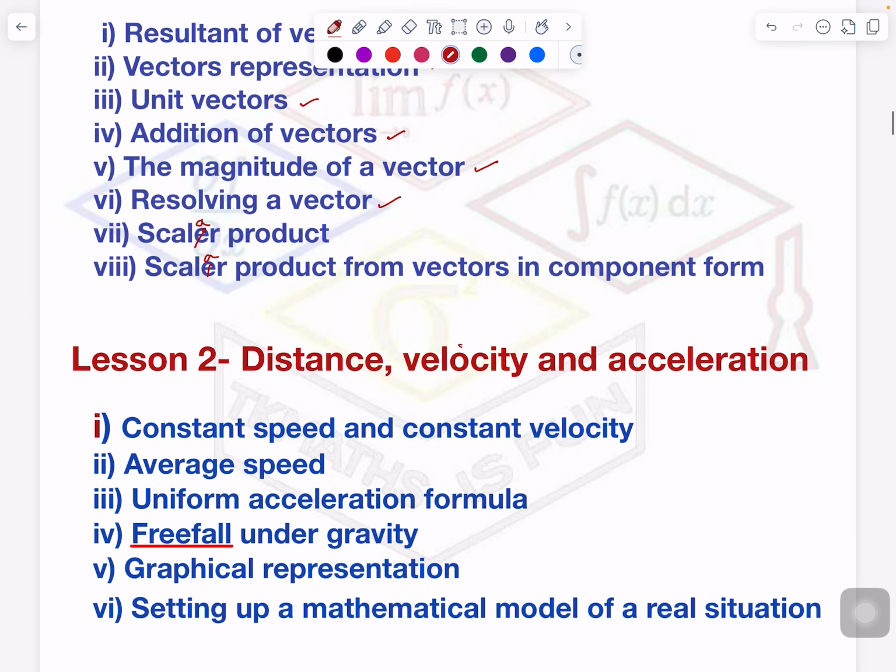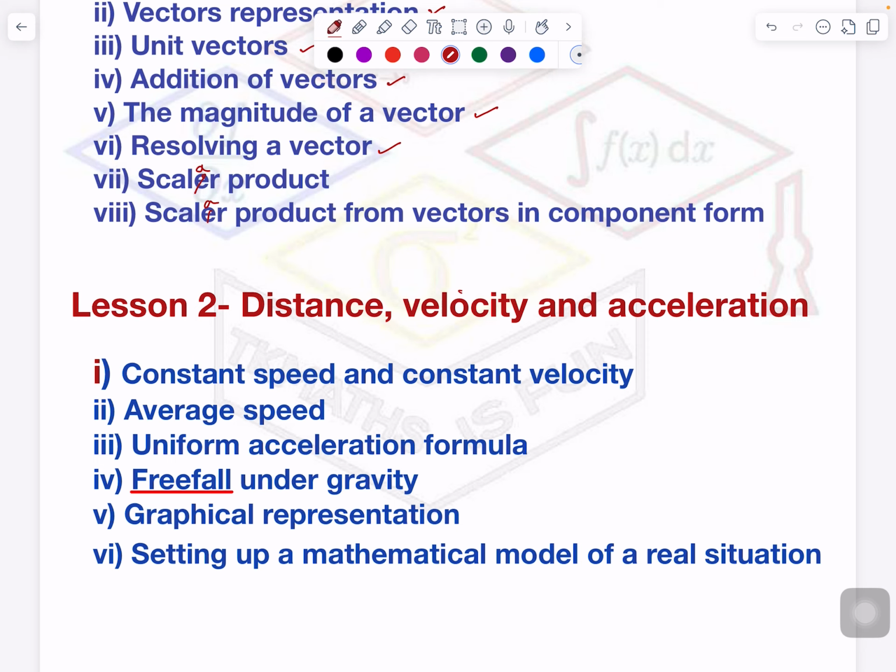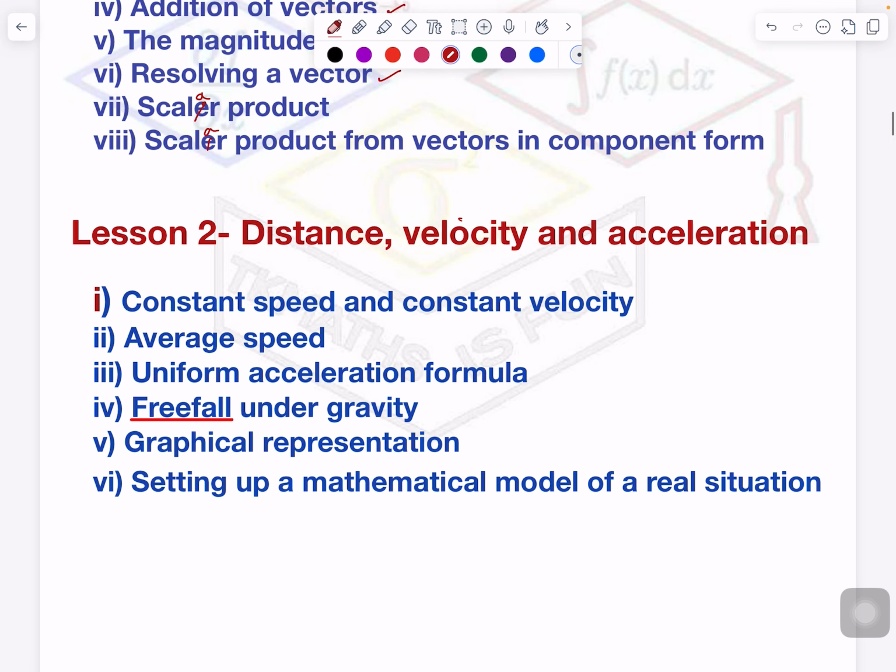Then second lesson will be on distance, velocity and acceleration. Now the order in which I am teaching here is not the same order as in the syllabus, but you will be able to cover the whole concept and you will be able to apply the concept in the past paper questions. Constant speed and constant velocity, average speed, uniform acceleration formulae, free fall under gravity, graphical representation of distance, velocity and acceleration graph, and setting up a mathematical model of a real situation.